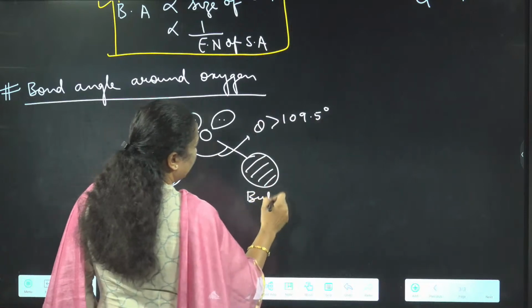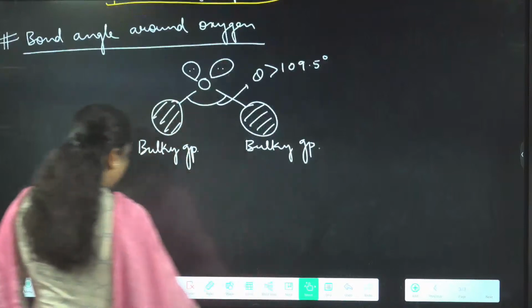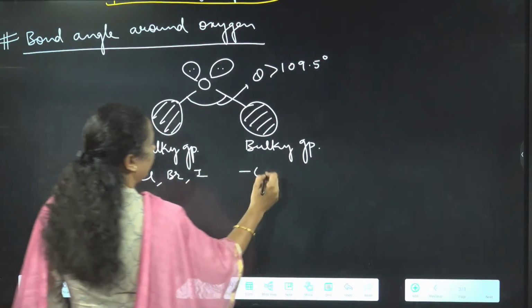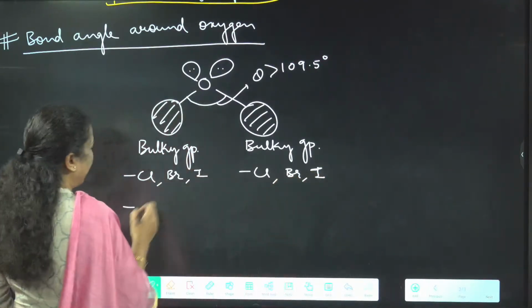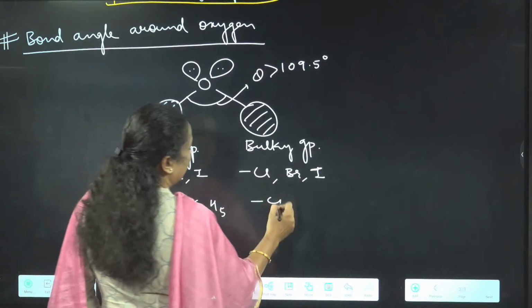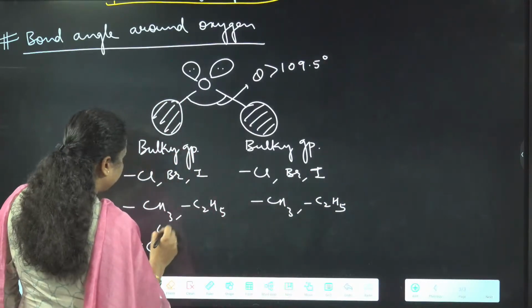So what are those bulky groups which could be there? Basically you can have Cl, bromine, iodine. Here also you can have Cl, bromine, iodine. Here also what you can have is CH3, ethyl, methyl, like that. Here also CH3. And you can also have tertiary butyl here.